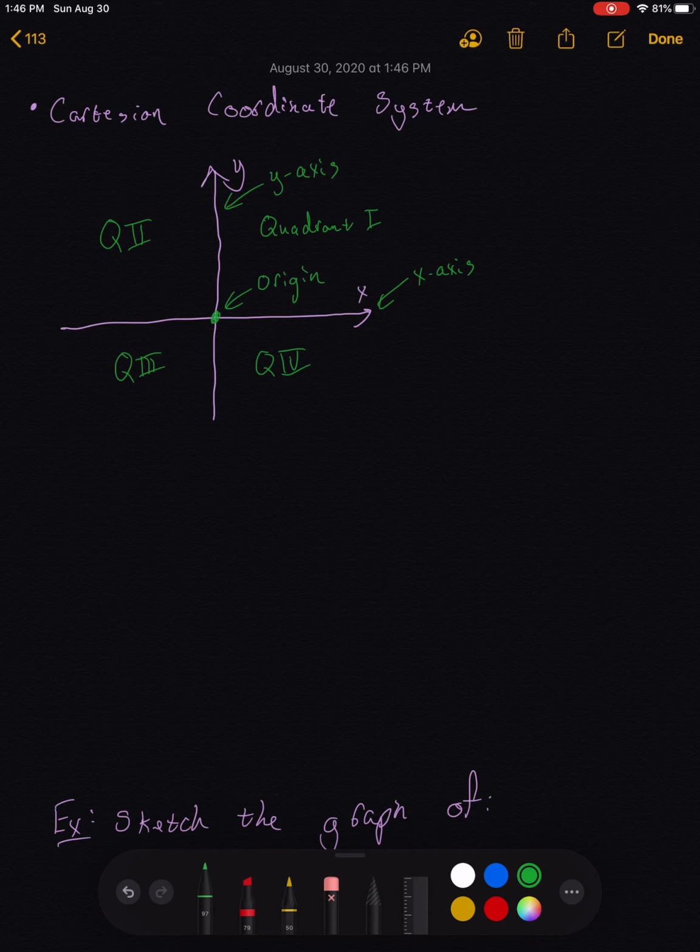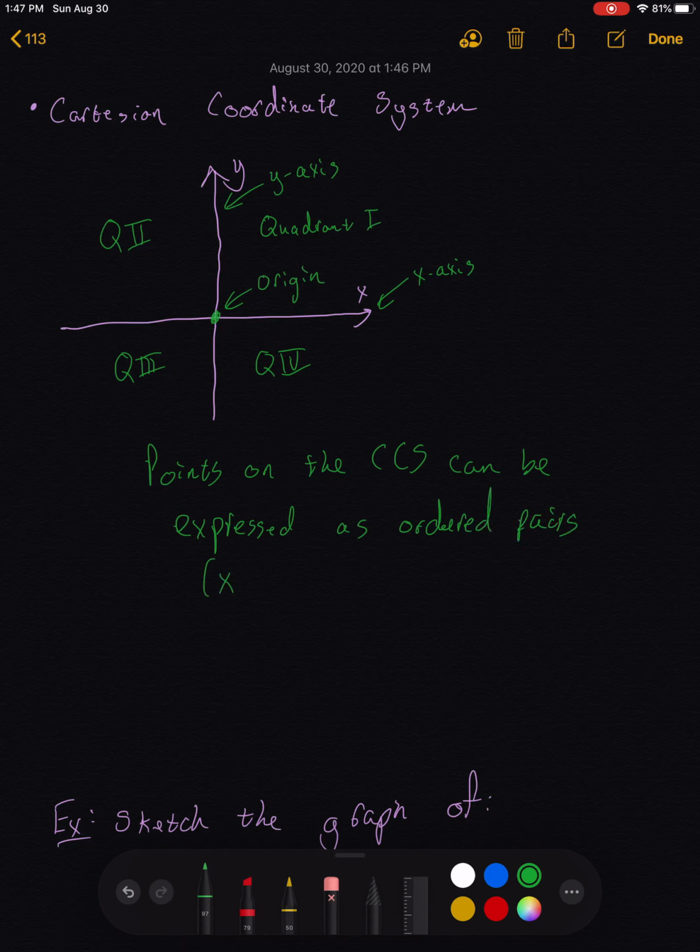Now, the key to how this coordinate system works is that any point on it can be expressed as an ordered pair of coordinates, an x-coordinate and a y-coordinate. So we'll say points on the CCS, I'll use CCS for Cartesian coordinate system, can be expressed as ordered pairs (x, y), where x is what we call the x-coordinate, and y is the y-coordinate.